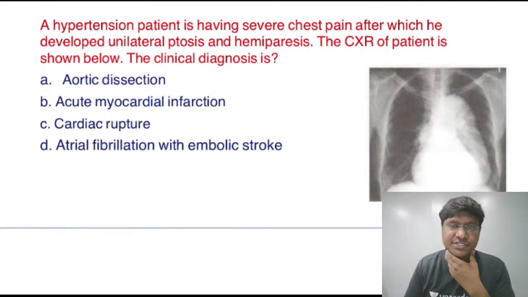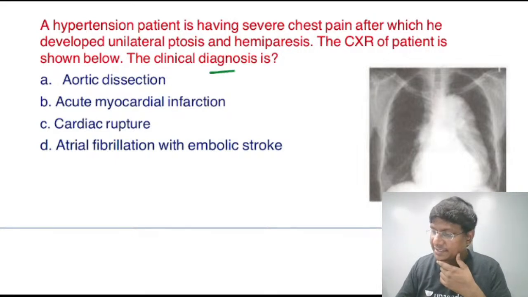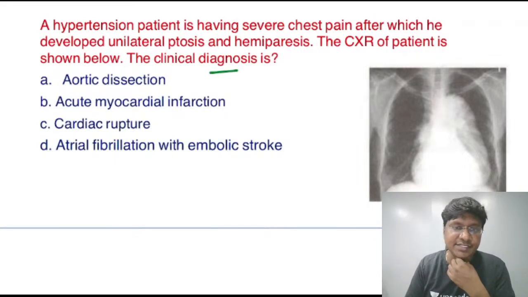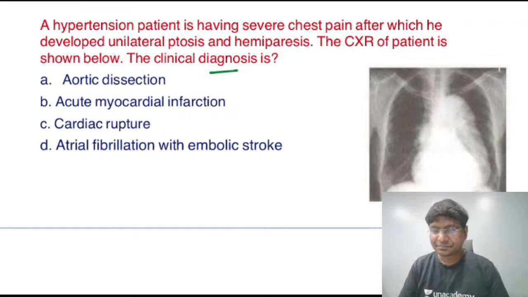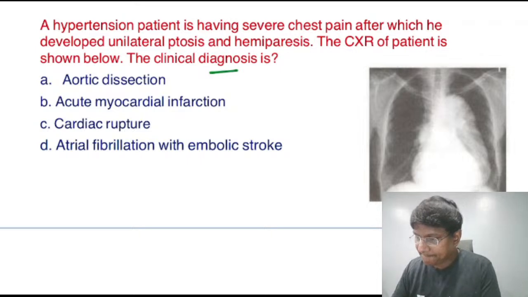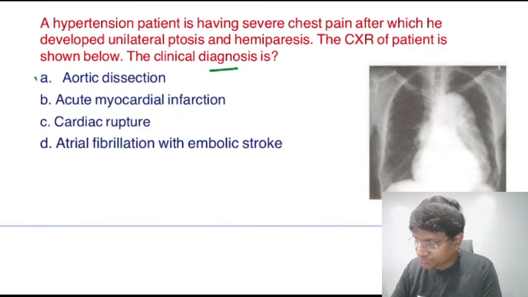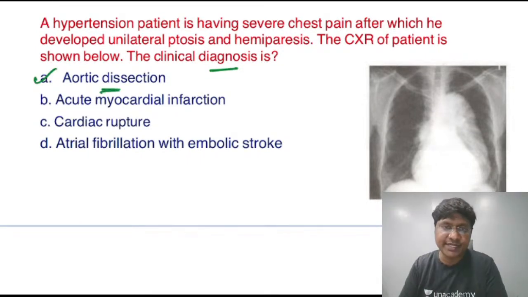A hypertension patient is having severe chest pain, after which he developed unilateral ptosis and hemiparesis. The chest X-ray of the patient is shown below. What is the clinical diagnosis in this patient? Aortic dissection, acute myocardial infarction, cardiac rupture, atrial fibrillation with embolic stroke. Right. So the correct answer in this patient is the aortic dissection.